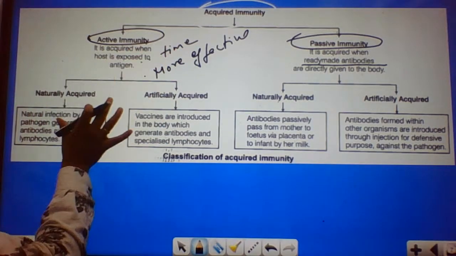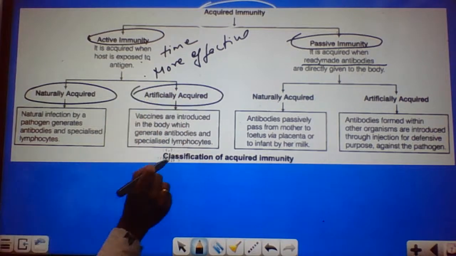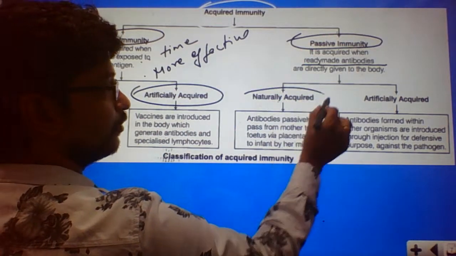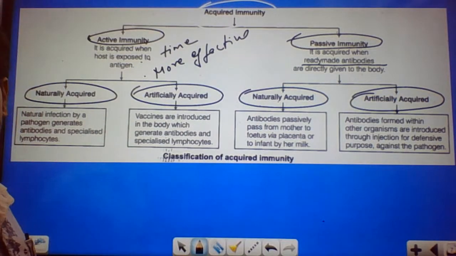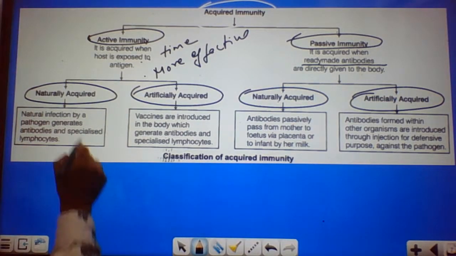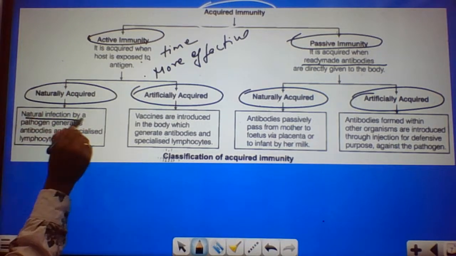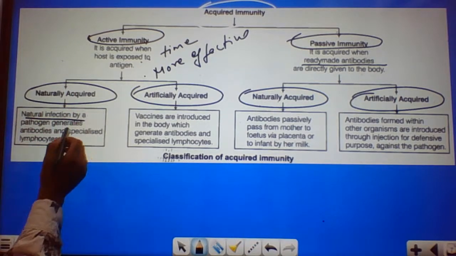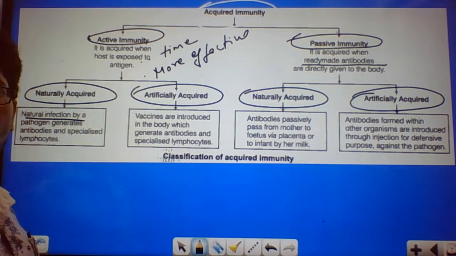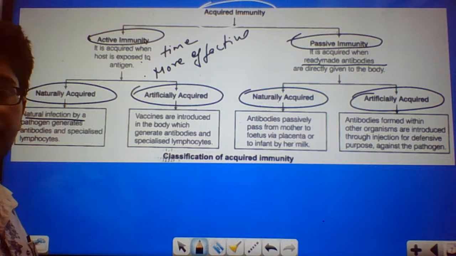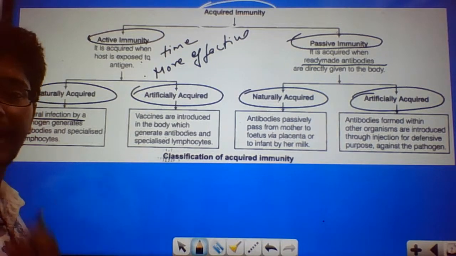We already discussed the classification: active is classified into naturally acquired immunity and artificial acquired immunity. The passive is again classified into naturally acquired and artificial. This is the area where you should be very careful, and you get one question from this part. Example for natural acquired immunity: take any normal infection, like typhoid or chickenpox. When these infections reach your body, what happens in future? The same infection visits your body the next time, and the same antigens come inside.